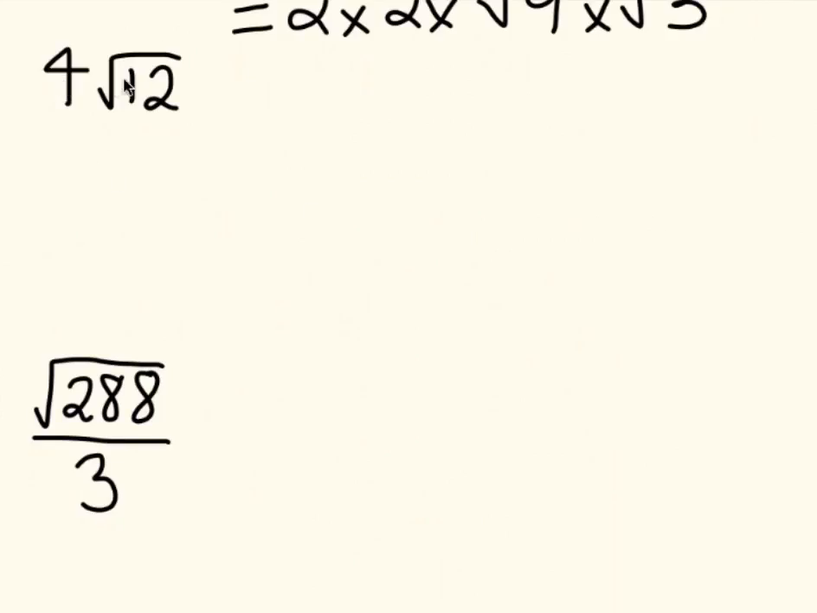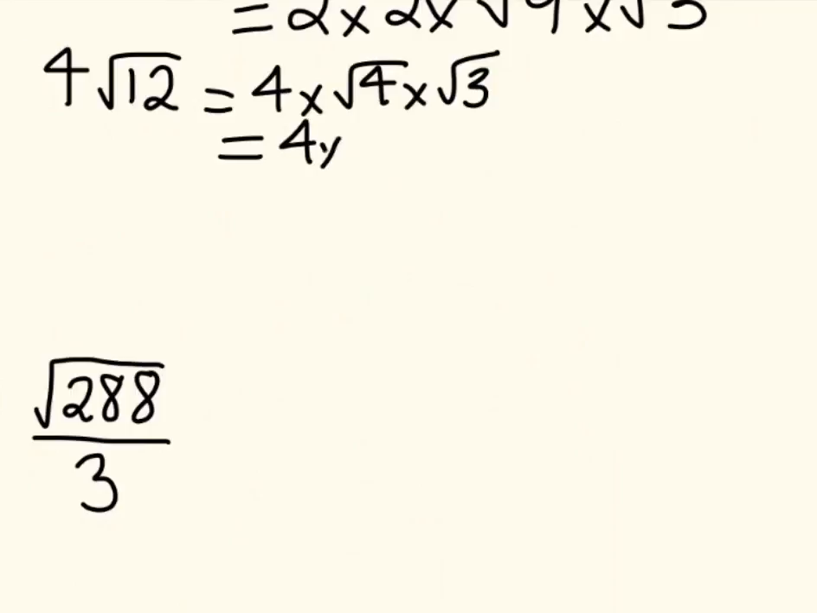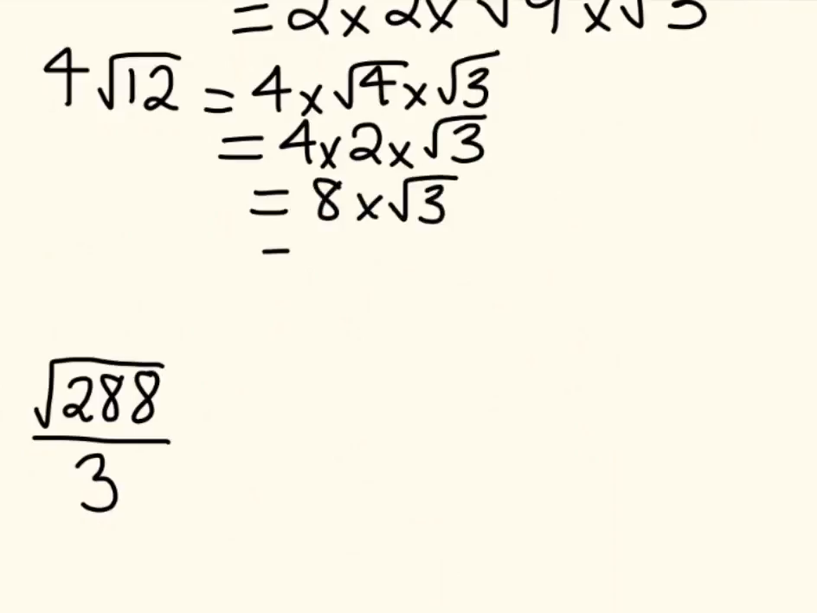Okay, the next one, 4 times the square root of 12. Think about which of the squares goes into 12, and of course it's going to be 4. So we get 4 times square root 4 times square root 3. 4 times 2 times square root 3. 4 times 2 is 8. Take the square root of 3 and we should just end up with 8 root 3. That one's a lot easier than the one from before.